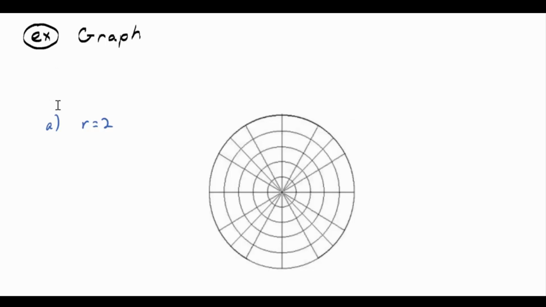In the directions here, you're told to graph. What would the graph r equals 2 look like? It doesn't tell you what theta is, so what can theta be? Anything. Okay, and the radius is always 2. That sounds like a definition from geometry. Radius is always 2. Theta can be anything.